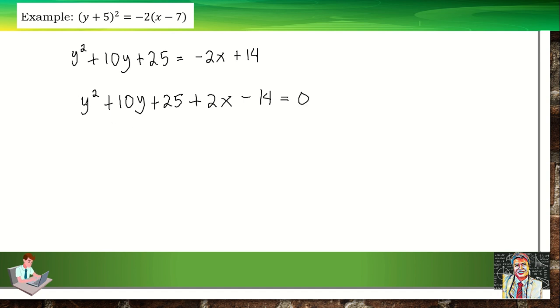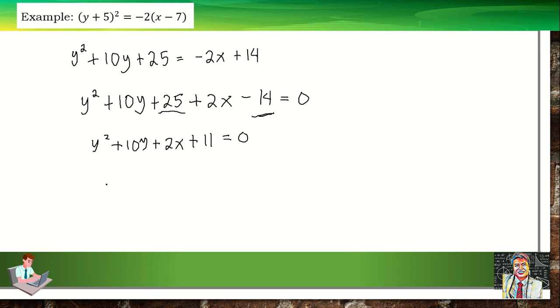So, sabi nga, simplify the equation by combining all like terms. So, i-combine lang naman natin. Meron pa tayong like terms dyan. Ang like terms lang lagi natin dyan is the constant. So, 25 minus 14, and that is 11. So, combine na natin. This will become y squared plus 10y plus 2x plus 11 is equal to 0.